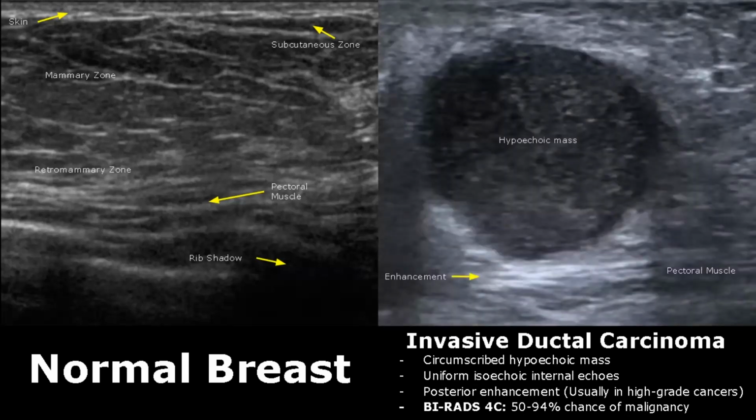Here we have another image of invasive ductal carcinoma showing us a circumscribed hypoechoic mass with uniform internal echoes. It also has posterior enhancement suggesting a high-grade cancer. You can see that invasive ductal carcinoma has lots of appearances. Ultimately, it is confirmed with biopsy.